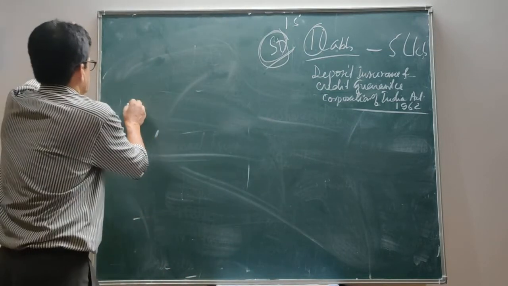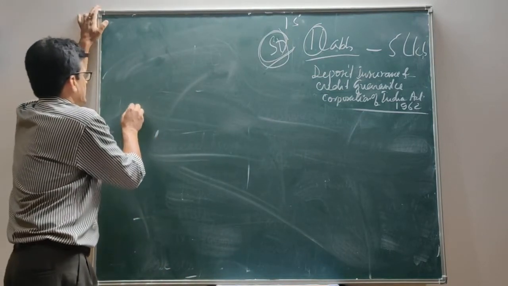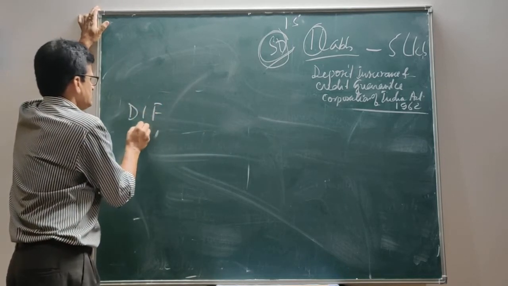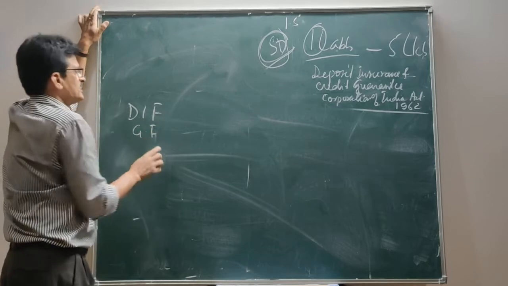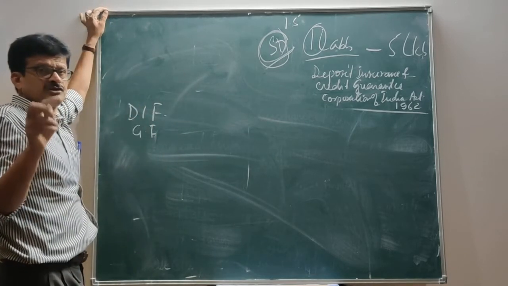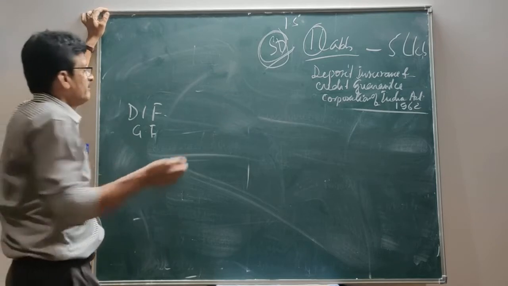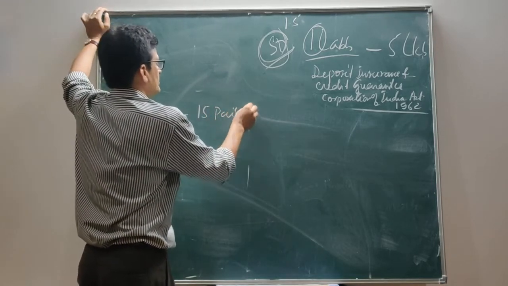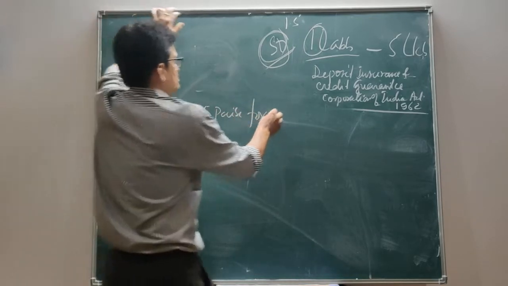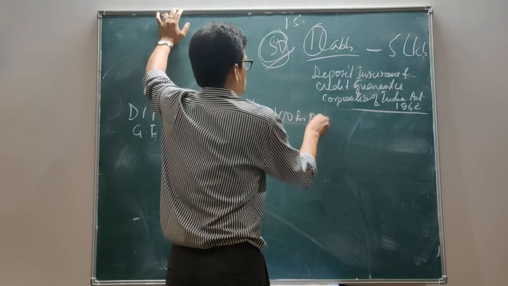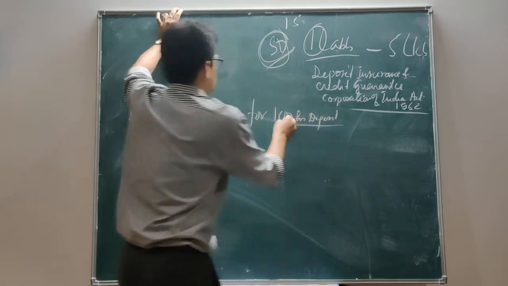What are those two funds? One is Deposit Insurance Fund, DIF. Another one is General Fund. What is Deposit Insurance Fund? I will tell you. Deposit Insurance Fund is constituted by premium payment, 15 paisa for every 100 rupees of deposits. 15 paisa for every 100 rupees of a deposit.